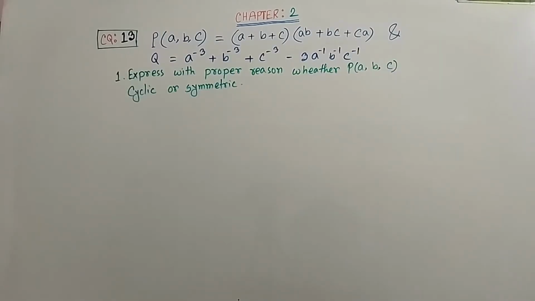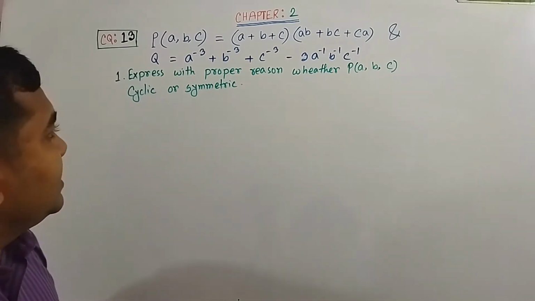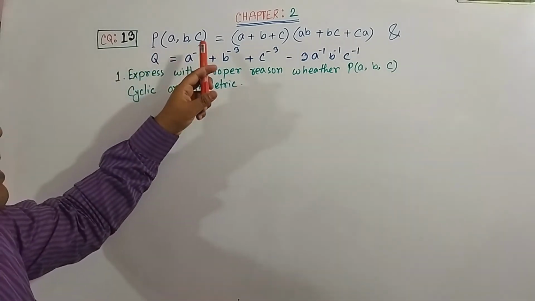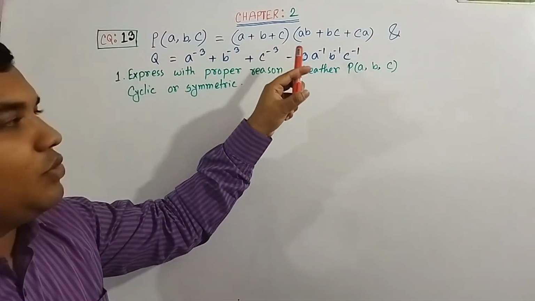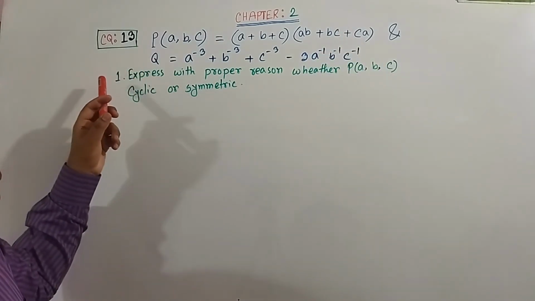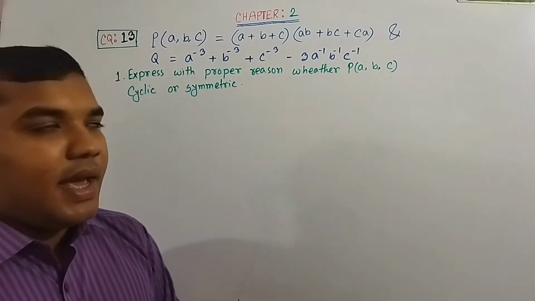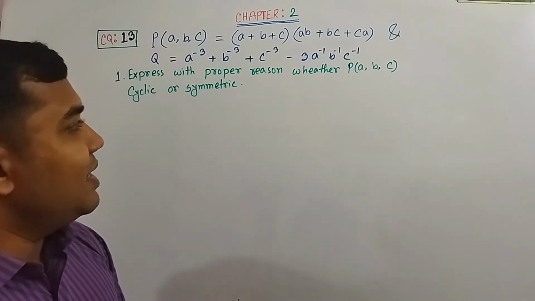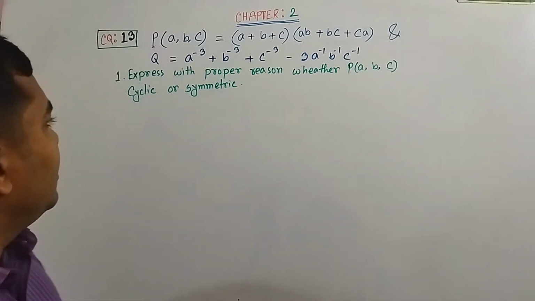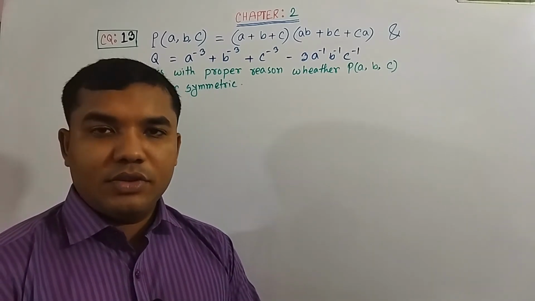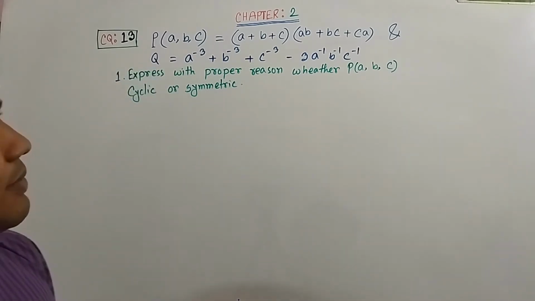So here, dear students, we are discussing CQ number 13 from your textbook, and the theme of the CQ is talking about P of ABC equals A plus B plus C into AB plus BC plus CA, where we need to find the answer to question number 1. Question number 1 says, express with proper reason whether P of ABC is cyclic or symmetric. Cyclic or symmetric. So how can we solve these types of problems?